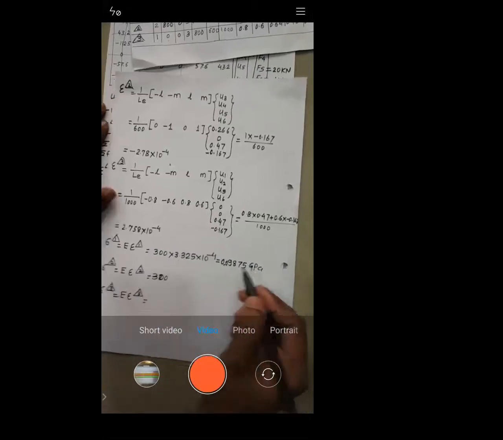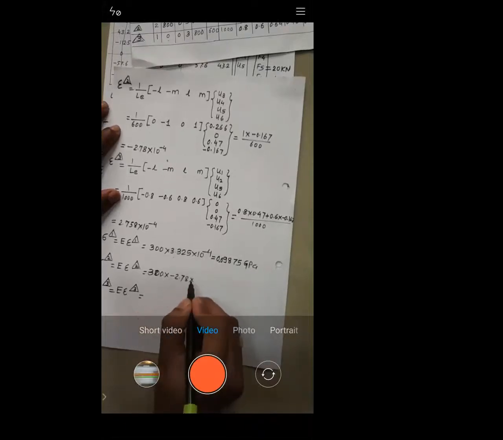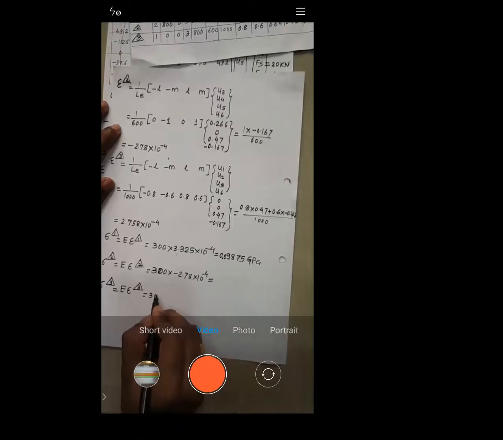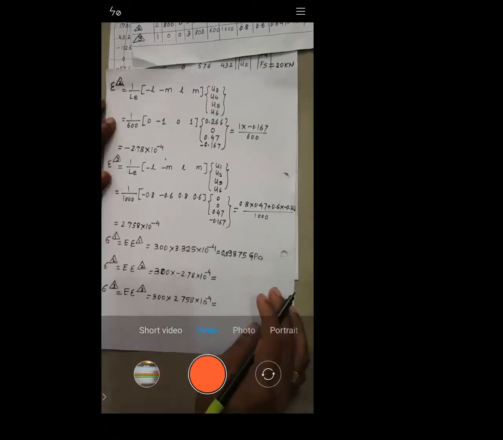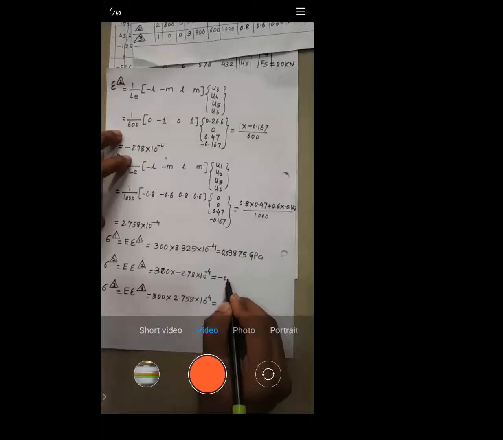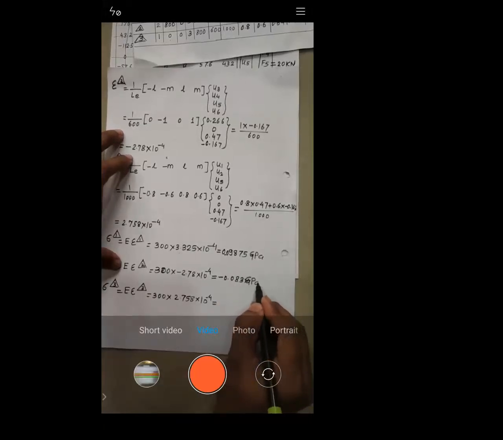This is again 300 into this value, that is minus 2.78 into 10 raised to the power minus 4. So you'll get some value. And here again 300 into 2.758 into 10 raised to the power minus 4. So you'll again get some value. Minus 0.083 gigapascal.